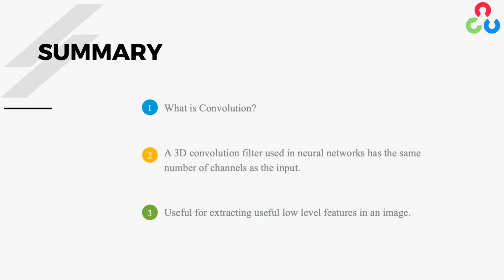So to summarize, we have learned what is convolution. We have learned a 3D convolution filter used in neural networks has the same number of channels as the input. And finally, we learned a convolution filter is useful for extracting low-level features in an image. That is all we wanted to cover in this video.